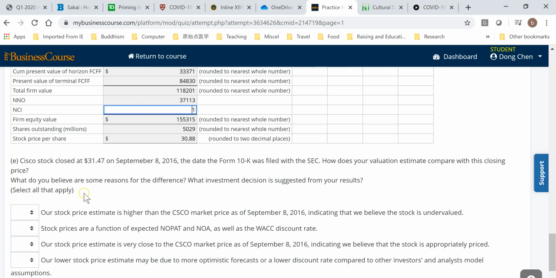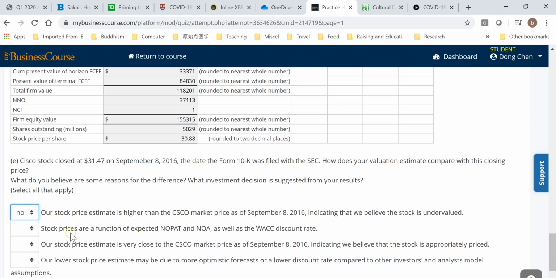The final part of this question is: Cisco stock closed at $31.47 on September 8th, 2016, the date the Form 10-K was filed with the SEC. How does your valuation estimate compare with this closing price? My valuation estimate is lower than this closing price. So based on my valuation, the stock is overvalued. The first statement says our stock price estimate is higher than the Cisco market price, and that's not true, right? It's lower.